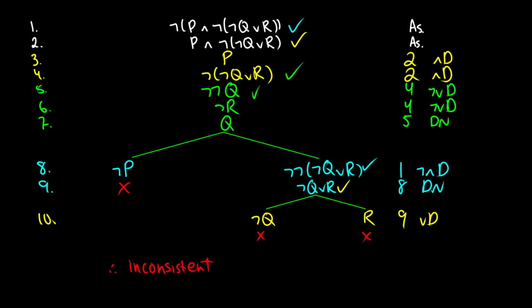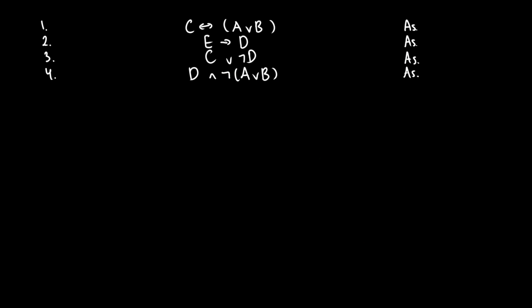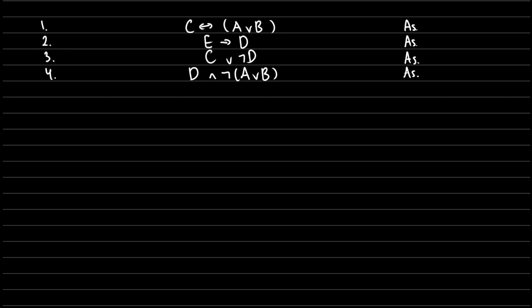Let's take a look at a set of well-formed formulas, 4 of them, in fact, and see if these are inconsistent. So lines 1, 2, and 3, biconditional, arrow, and or, those will all have branching paths. I don't want to deal with those yet. So we're going to start with line 4 with the and. We're going to do and decomposition.